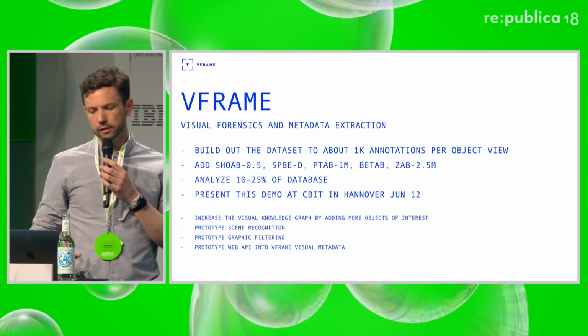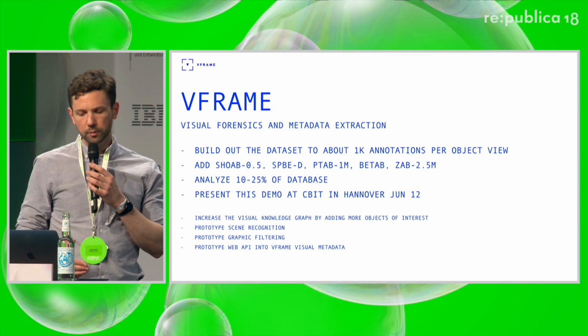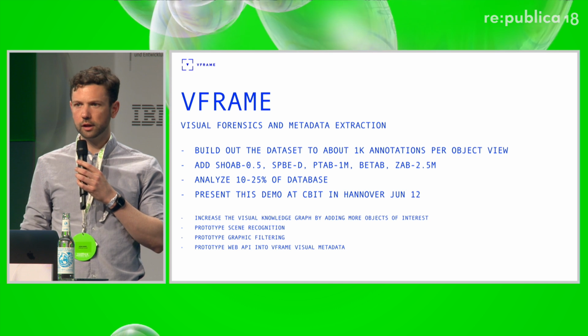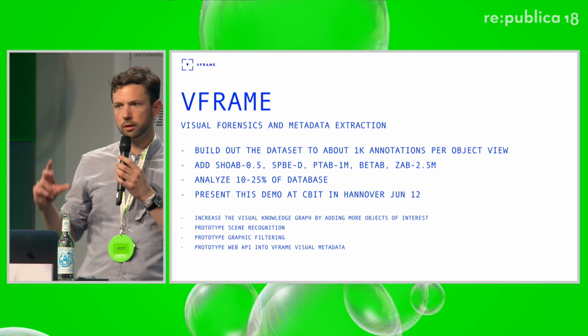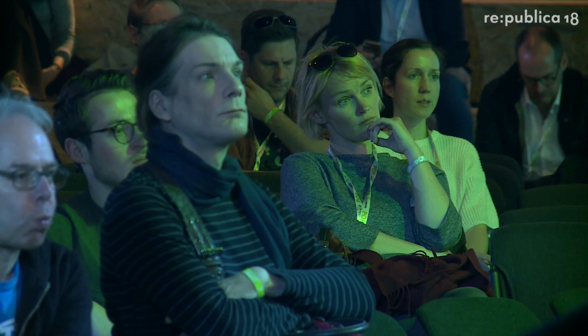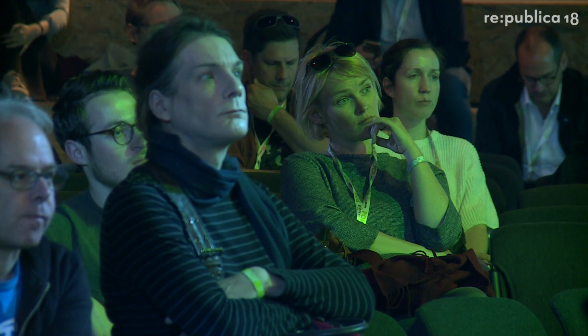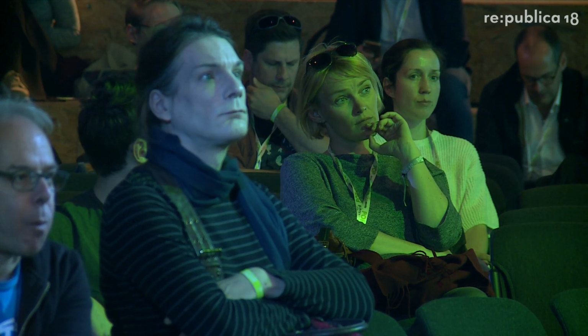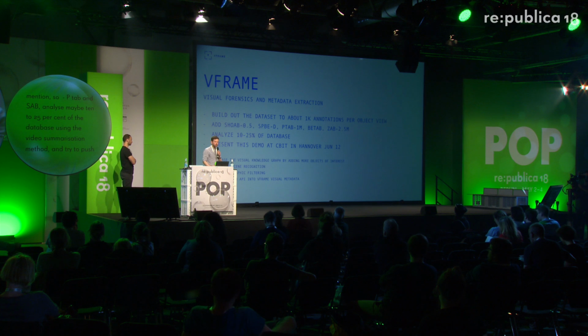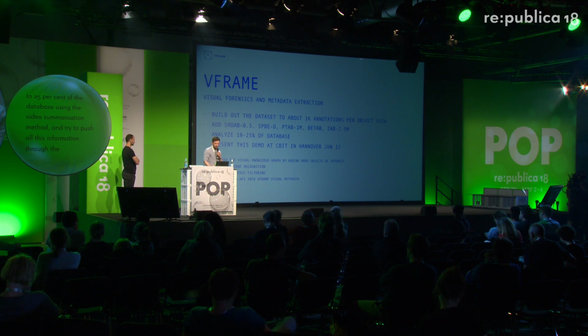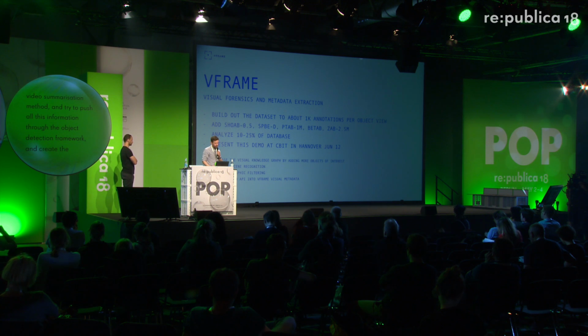Then the current status of the project, what we're working on this month, is to build out this data set of cluster munitions to try and achieve about 1,000 annotations per view of an object. Add the other ones that I didn't mention, SHOAB, SPBED, PTAB, 1M, BTAB, and ZAB. Analyze maybe 10 to 25% of the database using the video summarization method and try to push all this information through the object detection framework and create the next demo, which we'll present in June.